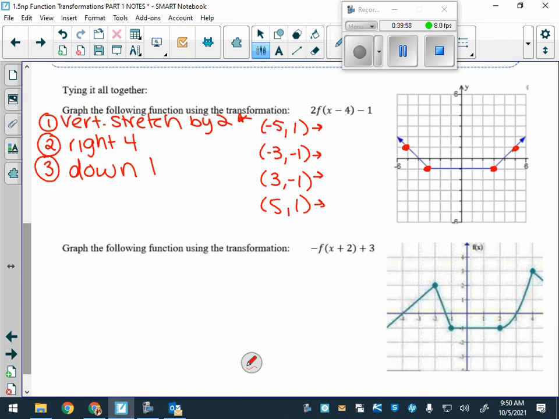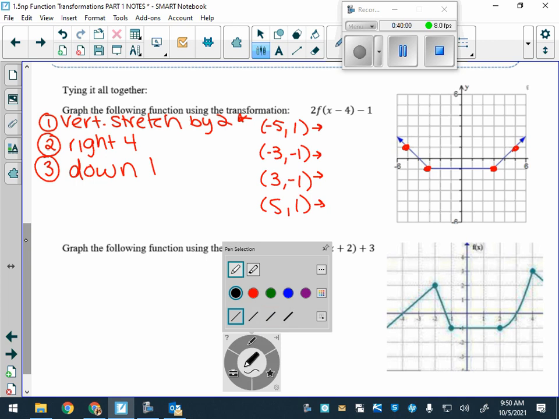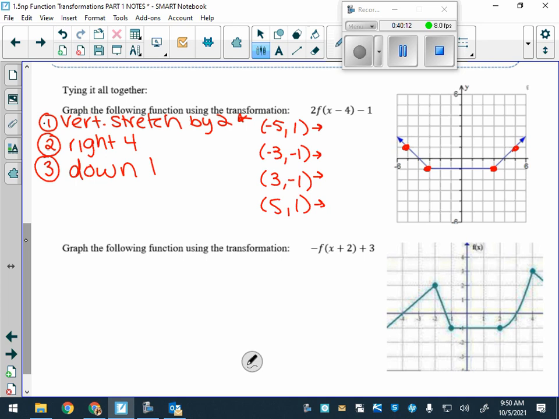So we could do the stretch and right 4 first. If it's a vertical stretch by 2, what's happening? Multiply each of the y's by 2. So if that's the case, I go from 1 times 2 is 2. Then I have negative 2.